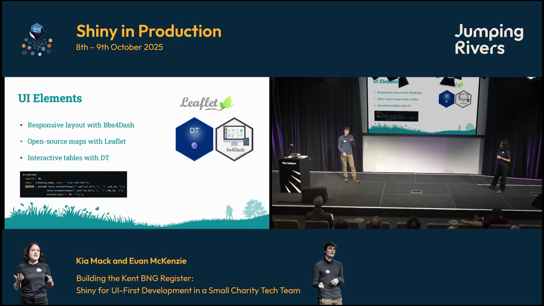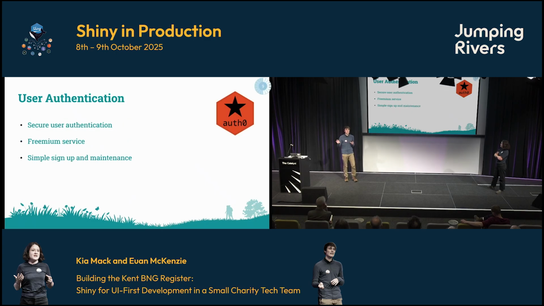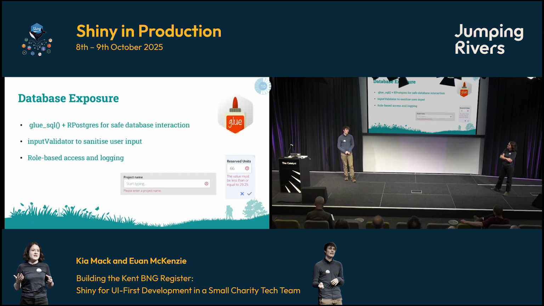And we were able to extend the functionality a little bit with snippets of JavaScript. For instance, like making links in table rows that have actions specific to the row. And user authentication is a really important part of the app. And what we went with was Auth0, which is like a freemium service for users to sign up by themselves with their email address. And that was really simple to set up with the Auth0 R package, which also allowed us to have email verification.